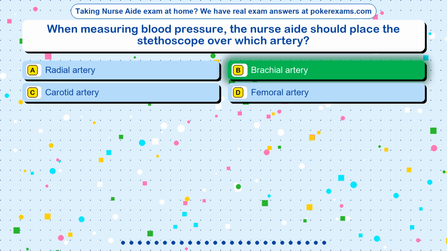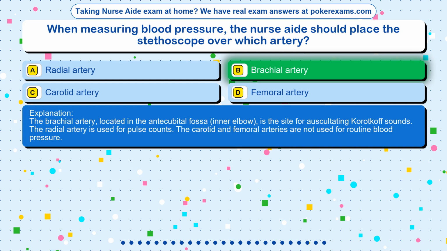The correct answer is option B. Brachial artery. The brachial artery, located in the antecubital fossa, inner elbow, is the site for auscultating Korotkoff sounds. The radial artery is used for pulse counts. The carotid and femoral arteries are not used for routine blood pressure.